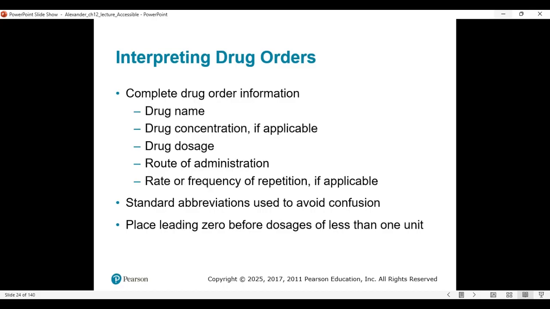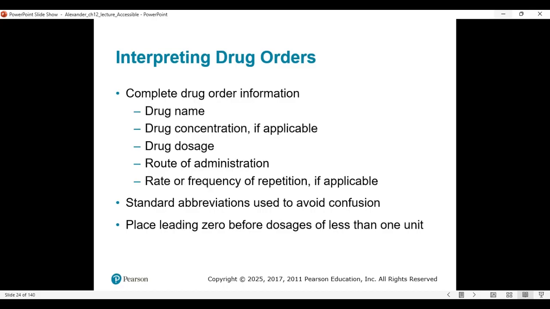Remember that there are standard abbreviations used. This is so we can avoid confusion or errors. Place leading zeros before your dosage, right? So anything that's a point dosage, like for example nitroglycerin or nitro, it's 0.4. If you've got a point before a number, you want to put a zero so there's no error.